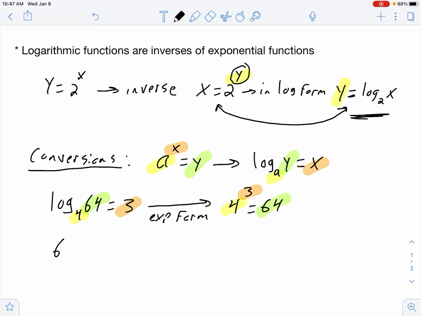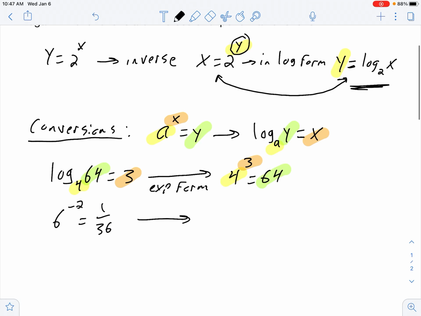So let's do that now. Let's say we have this exponential and we want to write it in log form. That's going to be log to base 6 of 1 over 36 is equal to -2. Hopefully that helps show how to go back and forth between those two forms.